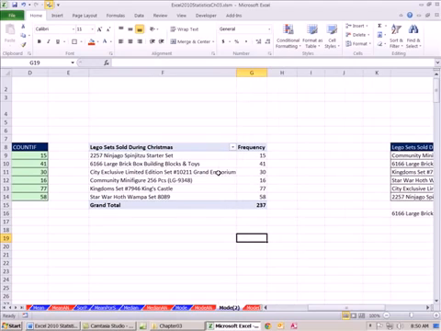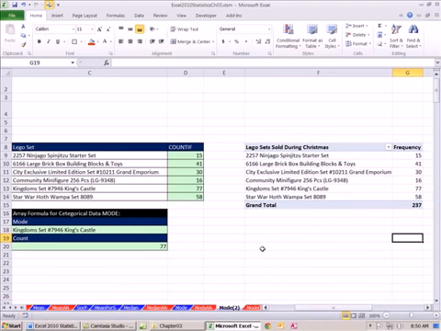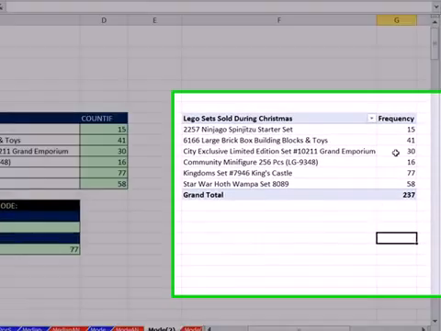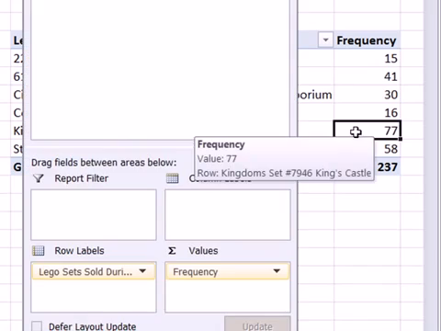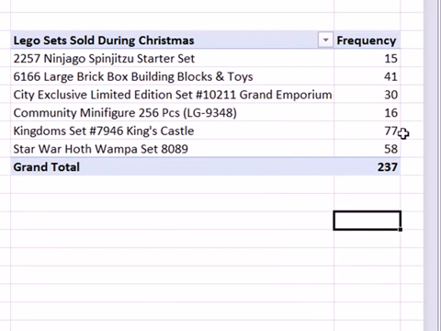Wow, OK, so that one's got a long name there. All right, so you can see we got exactly the same results either way. We can clearly see that the kingdom set 794 King's Castle, that is going to be our typical value. At 77, that one occurred most frequently, so that will be our mode.